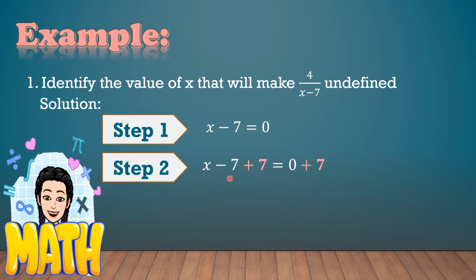Then simplify. We can add negative 7 plus 7, which is equal to 0. So matitira na lang dyan ay x. Then 0 plus 7 is equal to 7. We now have x plus 0 equals 7. So the answer now is 7. Ibig sabihin, pag sinubstitute natin yung 7 sa x, so magiging 7 to, 7 minus 7 is 0.